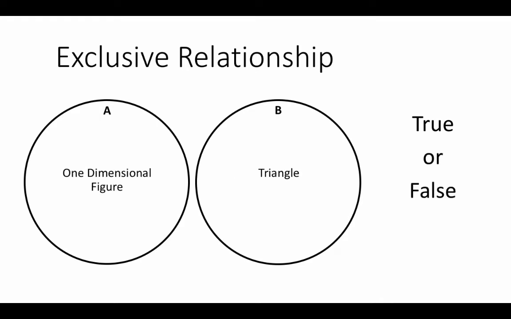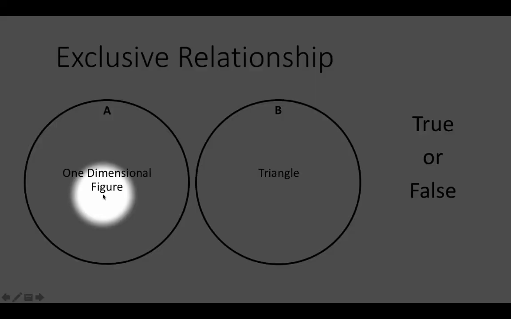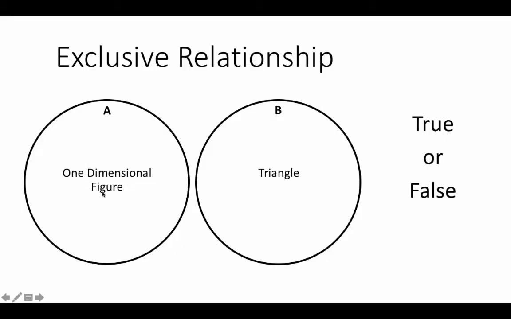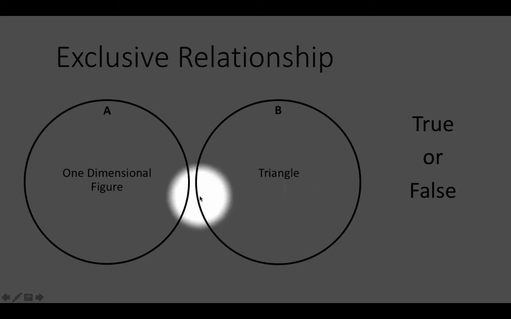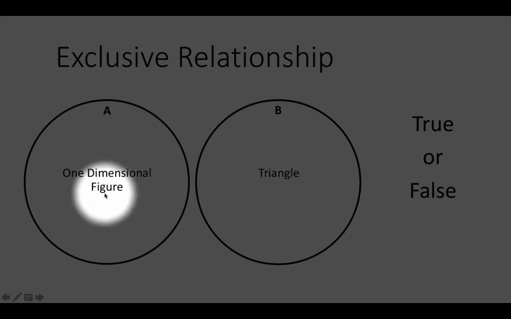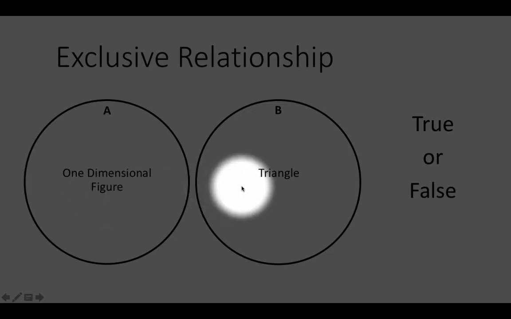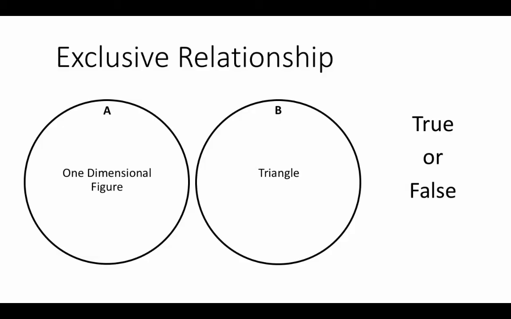How about one-dimensional figure and triangle? One-dimensional figures have one direction. So that includes line segment, ray, and line. A triangle is not a one-dimensional figure. So if you are a triangle, you are excluded from being a one-dimensional figure. And if you are a one-dimensional figure, you are excluded from being a triangle. So one-dimensional figures and triangles do have an exclusive relationship.